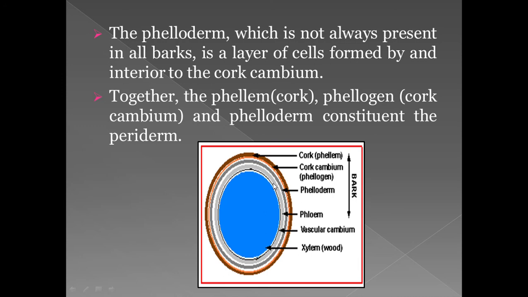This figure shows the outer layer phellem, then the cork cambium, also called the phellogen, and after that phelloderm, and together they constitute the periderm. Inside that is the phloem, and after that the vascular cambium, and then xylem tissues are present in the inside of the tree trunk.